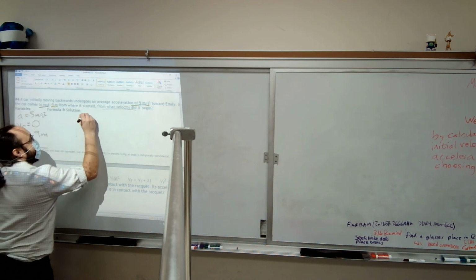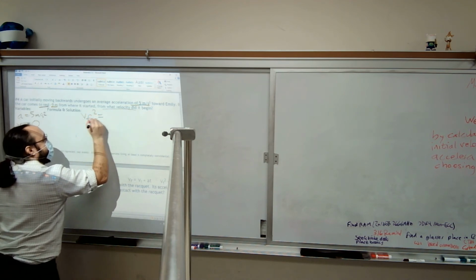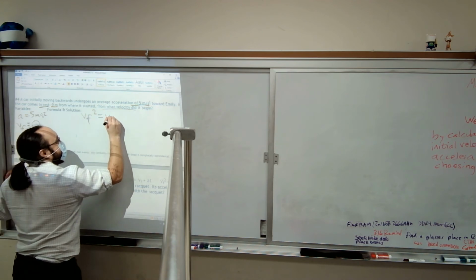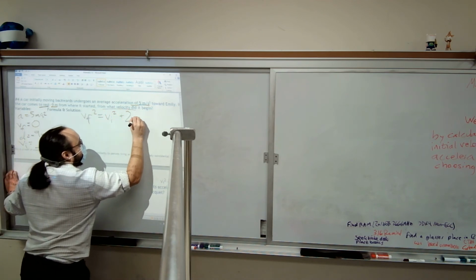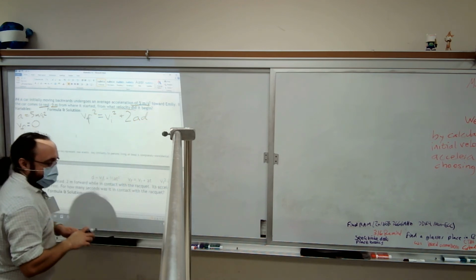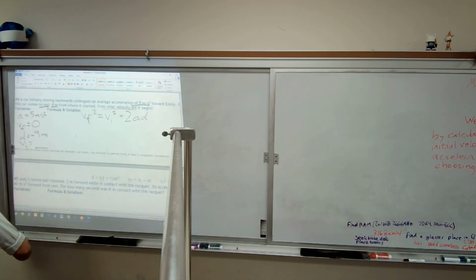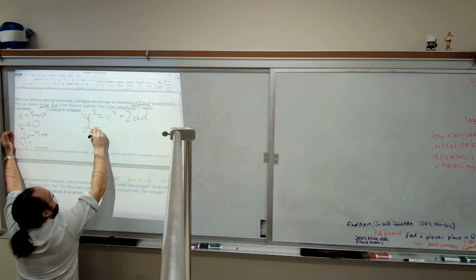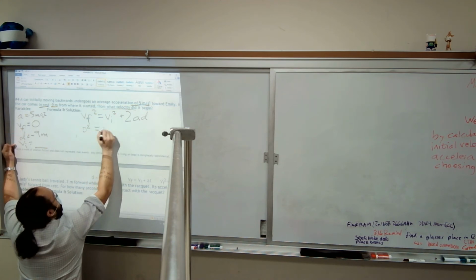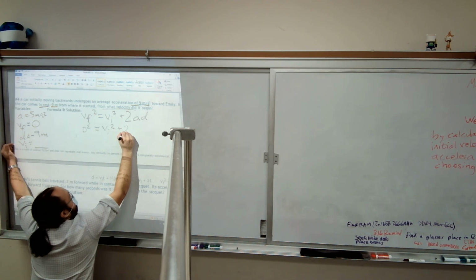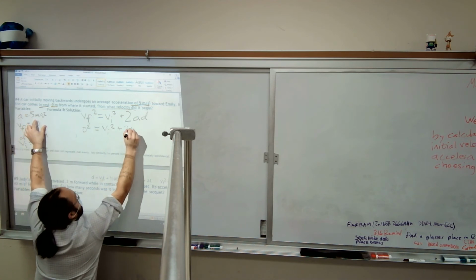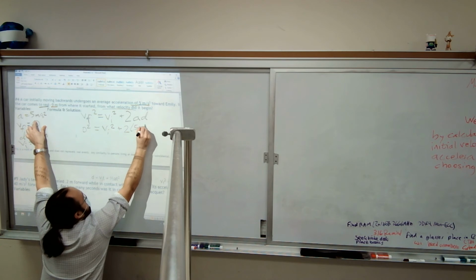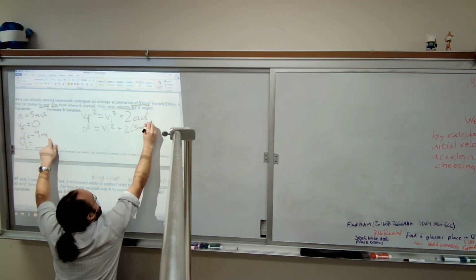Always write the formula. If you try to start plugging stuff in right away, you're going to plug it in the wrong place. Okay, final velocity is 0, so that makes that easy. 0 squared is going to be 0. Vi squared, we don't know what Vi is, that's what it's asking for, so we just write Vi. 2 is 2. Acceleration is 5. And displacement is -9.